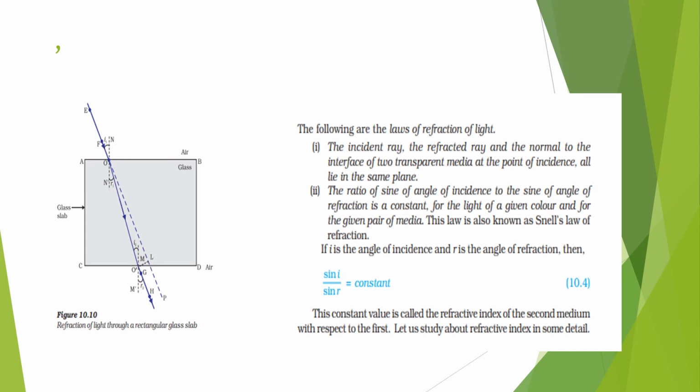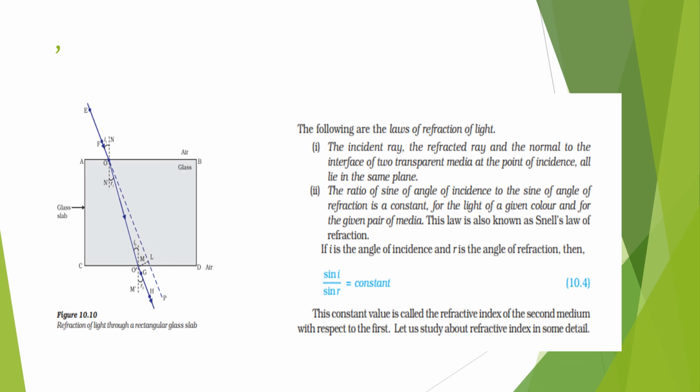So ABCD is a plane, and in this plane you can see the first interface AB and another interface CD. On the first interface AB you can see the incident ray is EO, the refracted ray is OO dash, and the normal is N dash N. So all are lying in the same plane.